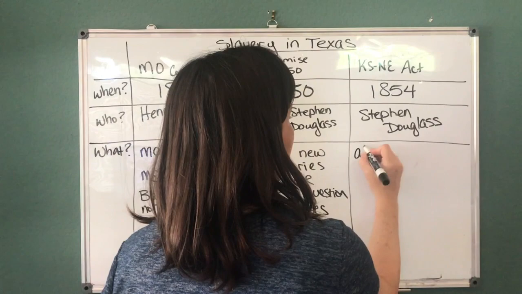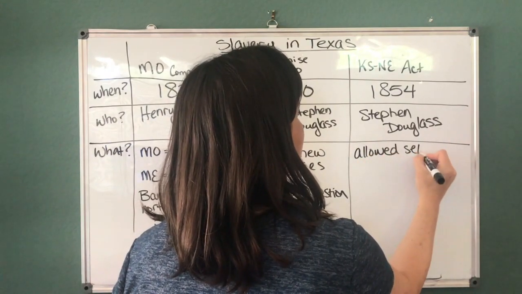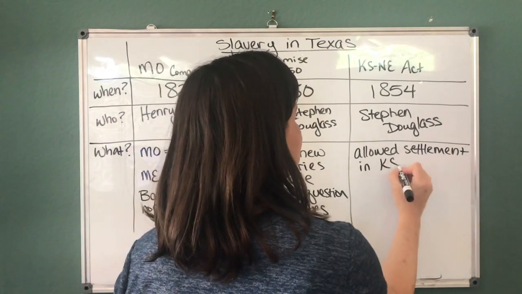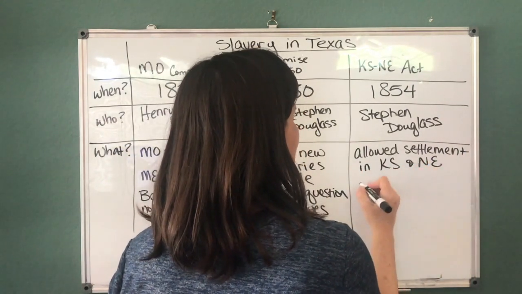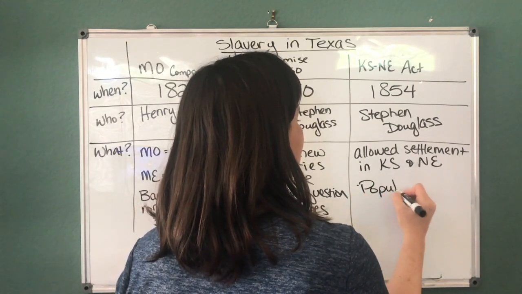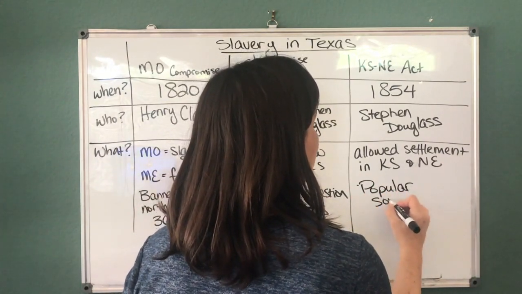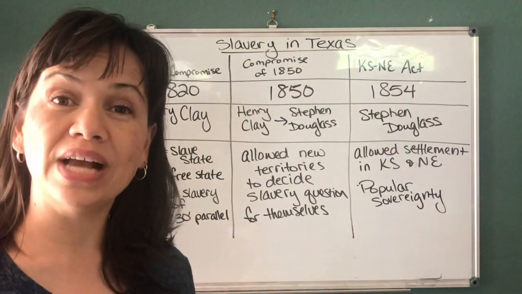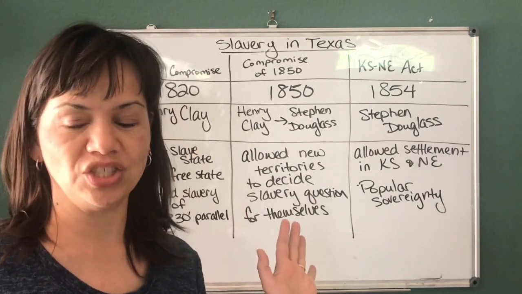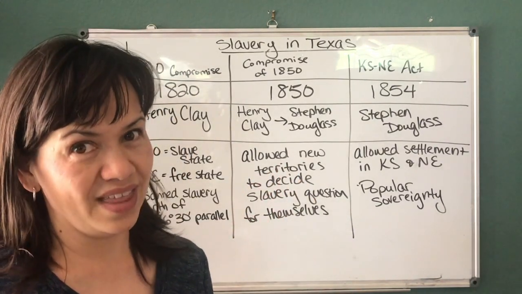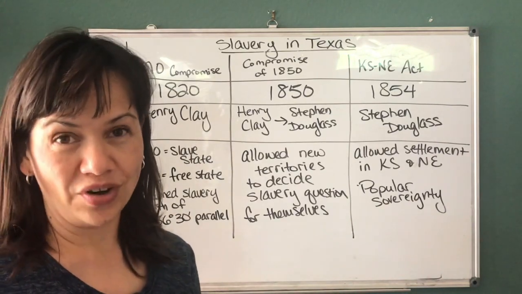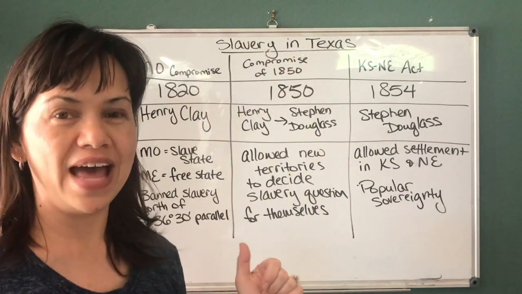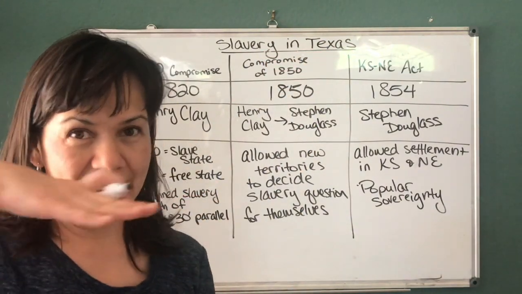So allowed open settlement in Kansas and Nebraska, and then this whole idea of popular sovereignty, which said that Kansas and Nebraska could decide for themselves on the slavery question. Now, the problem with this, as you will see on the map on your handout, is that both Kansas and Nebraska are north of that 36°30′ line of latitude.